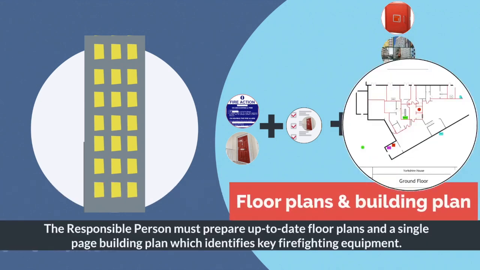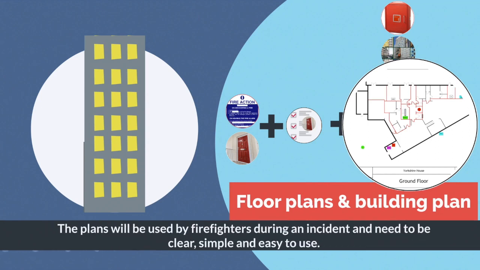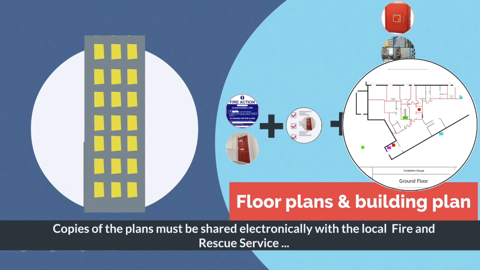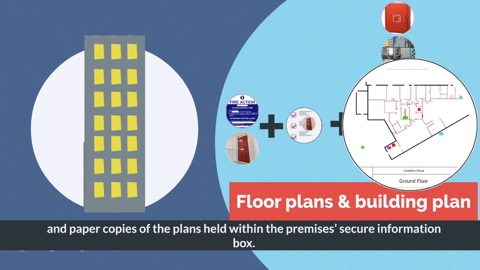The responsible person must prepare up-to-date floor plans and a single-page building plan which identifies key firefighting equipment. The plans will be used by firefighters during an incident and need to be clear, simple, and easy to use. Copies of the plans must be shared electronically with the local fire and rescue service, and paper copies of the plans held within the premises secure information box.